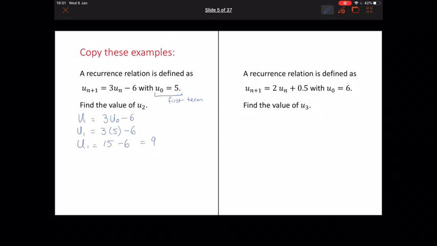To then get the value of u2, using our recurrence relation rule, it will be 3 times the previous term, so 3 times u1, take away 6. So u2 is equal to 3 times 9, take away 6. Three 9s are 27, take away 6 gives us 21. So 21 is the value of u2.